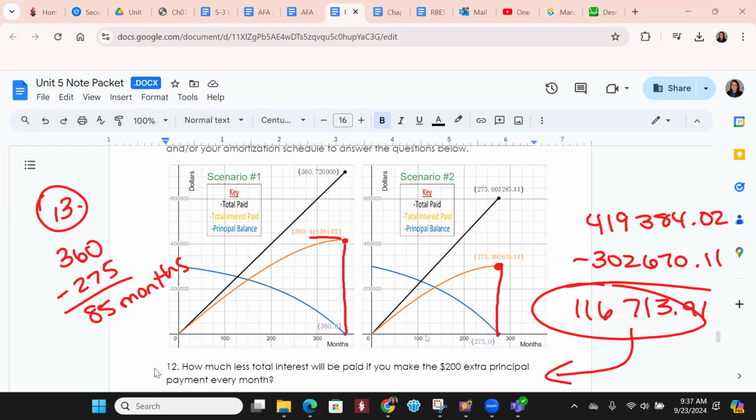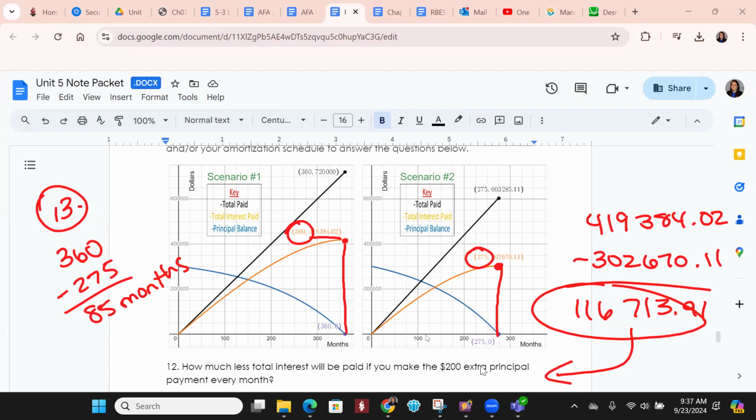Okay, so here it is again. I looked at my graph. When I finished paying, this is a 360-month loan. By the time I finish these payments, I finish at 275 months.